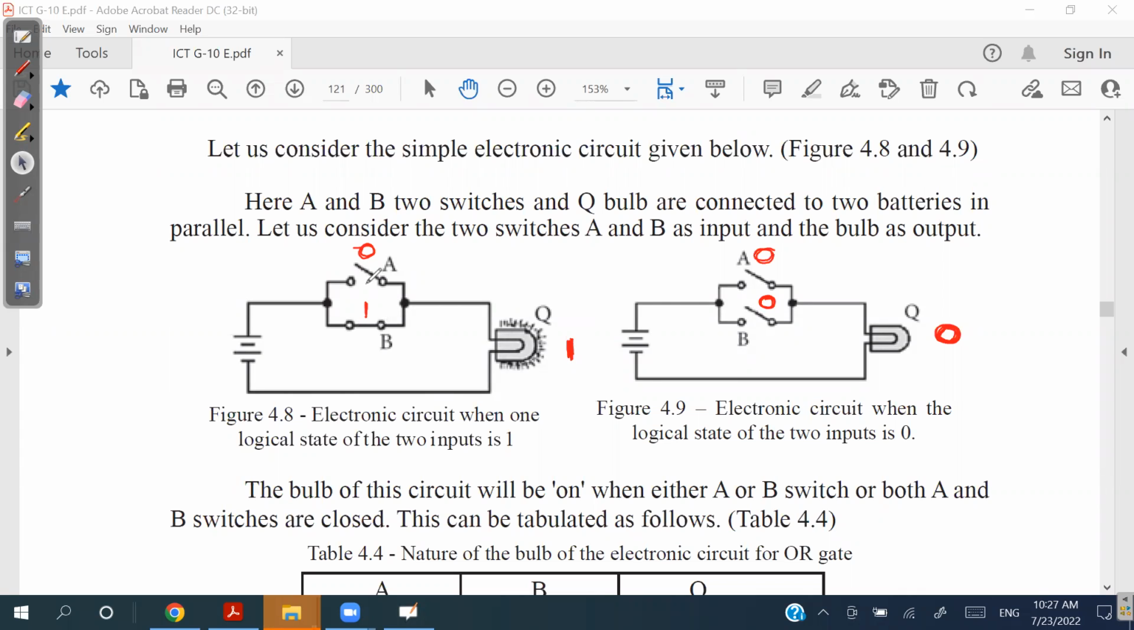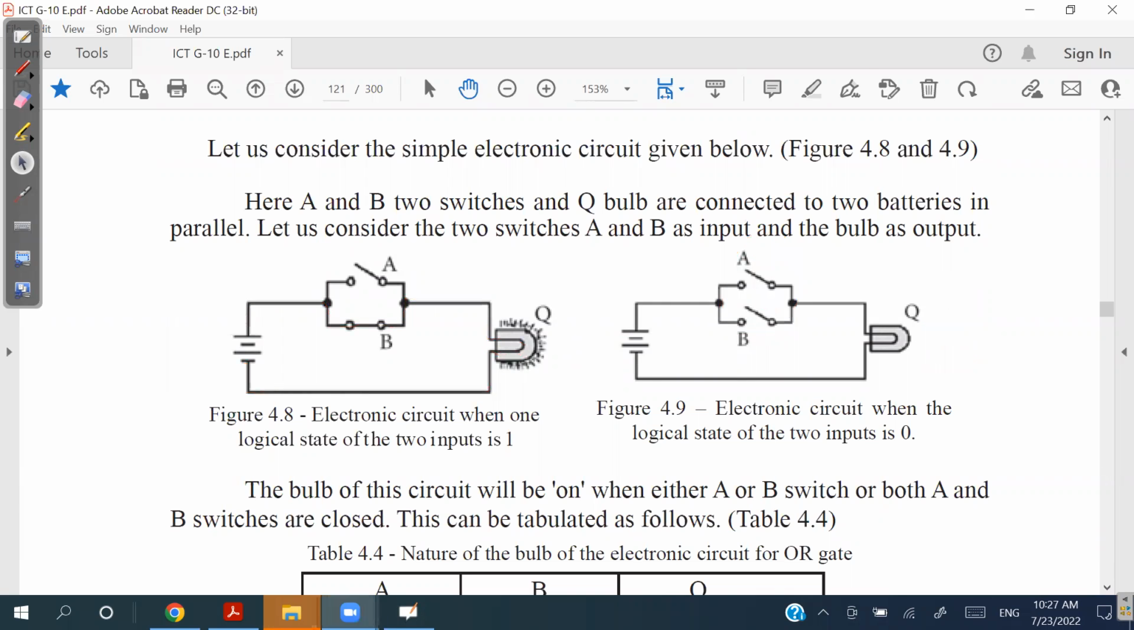So if B is closed, A is open, still the electricity can flow in this manner. So the circuit is completed, then your bulb is going to light up, right? And if you think the other way around, when A is closed and B is open, still A will help the electricity to flow to the bulb. So it will be on. When both are closed, both will help. So the bulb is going to light up again. Only in this scenario is the bulb not going to light up. So it simulates how the OR gate is working.